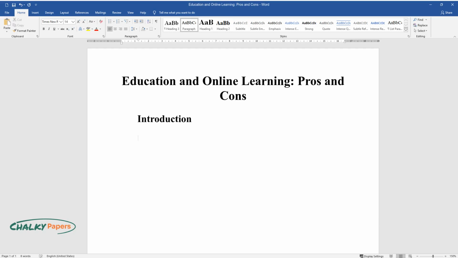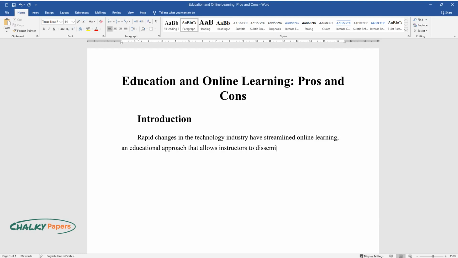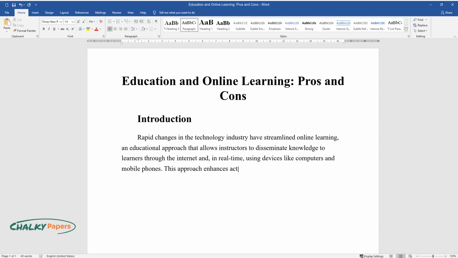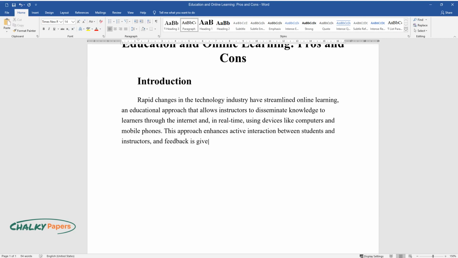Introduction. Rapid changes in the technology industry have streamlined online learning, an educational approach that allows instructors to disseminate knowledge to learners through the internet and, in real time, using devices like computers and mobile phones. This approach enhances active interaction between students and instructors, and feedback is given instantly.